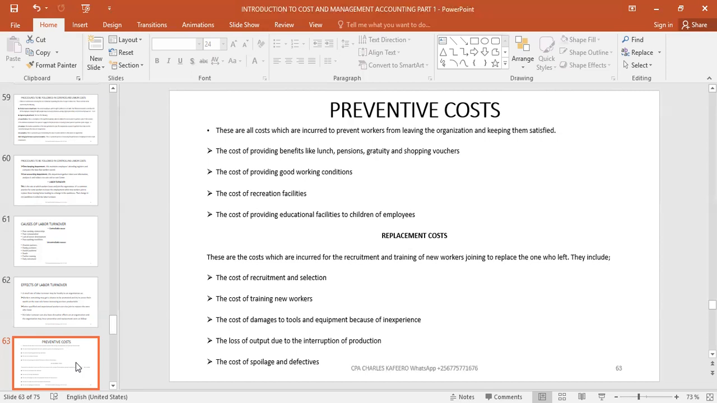The third one, we can talk about the cost of the tools and equipment that are damaged because of inexperience or incompetency. You may find that at their first time of work, or the first 2 months of work, they may be causing losses in the organization, not because they want those losses to happen, but because they don't have the skill that is needed to do the job in the right way.